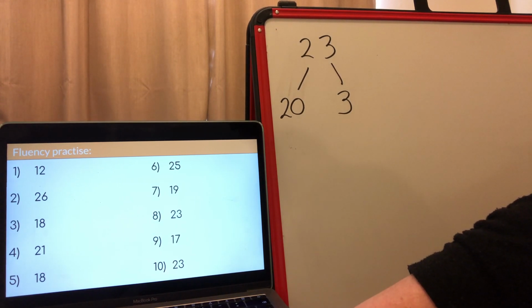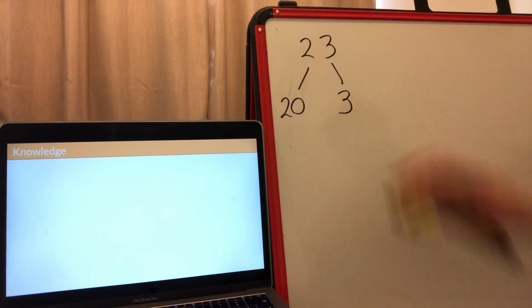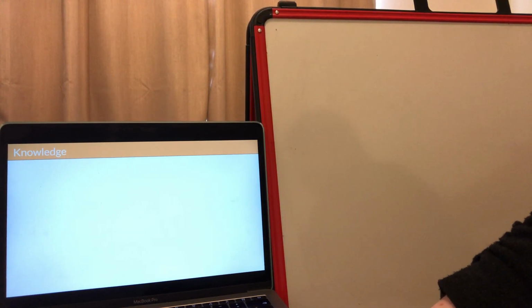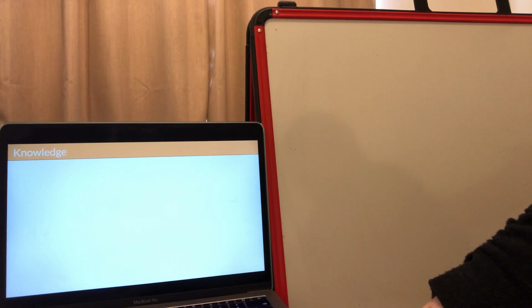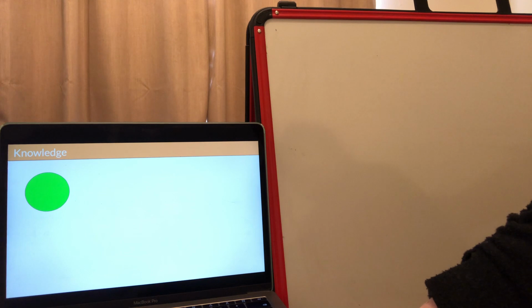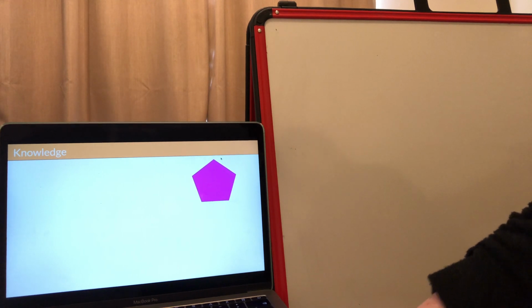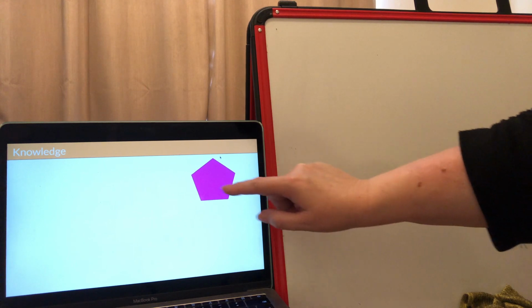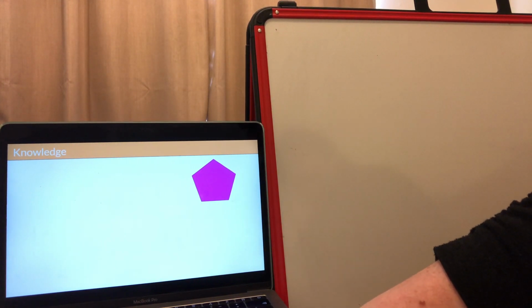So that's the end of our fluency part of the lesson. We're going to move on and do some knowledge. So I'm going to click and some different 2D shapes are going to come up. Can you shout out what they are? Circle, triangle, pentagon. 1 2 3 4 5 vertices. Remember, penta means 5. 5 vertices or corners is a pentagon.